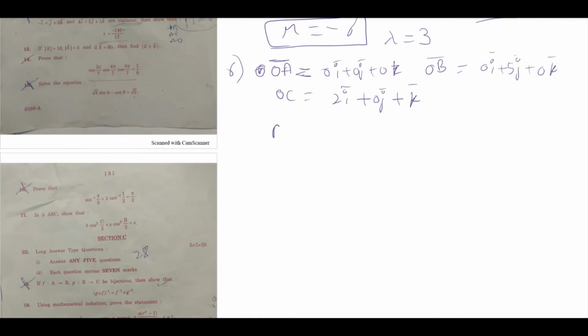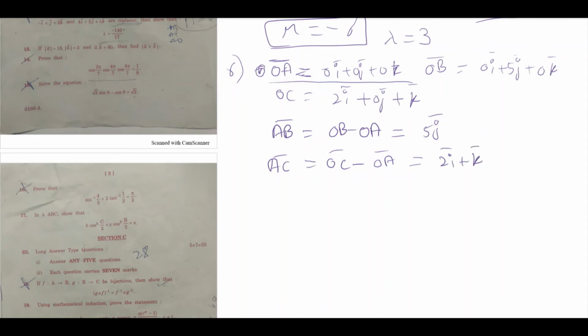The vector AB bar equals OB minus OA. Since OA equals the 0 vector, I get OB bar, which equals 5j bar. And similarly, AC bar equals OC minus OA. That equals the vector OC, which is 2i plus k bar.